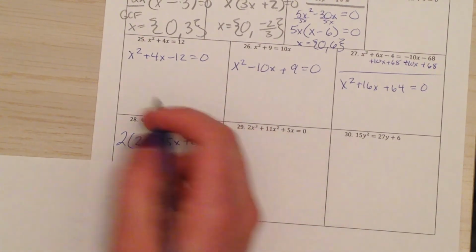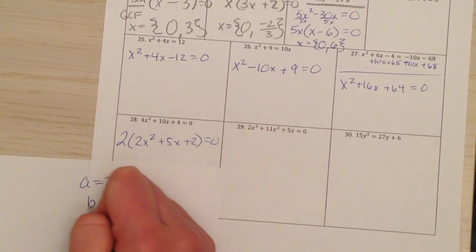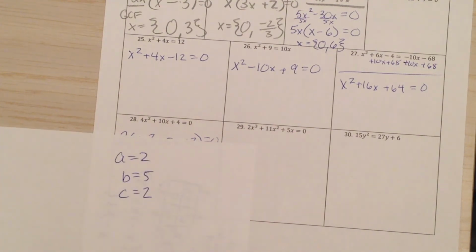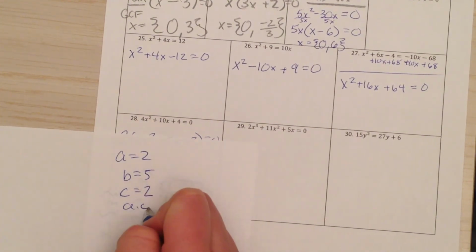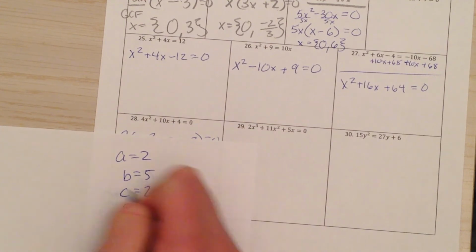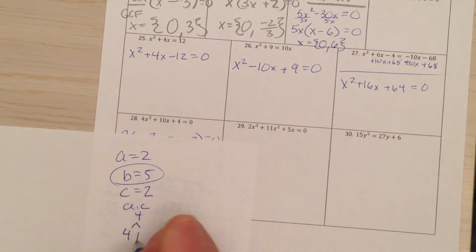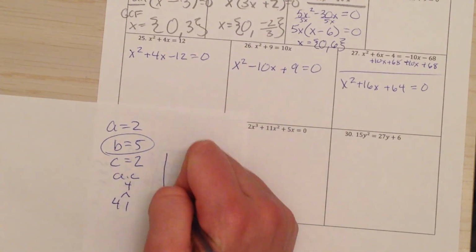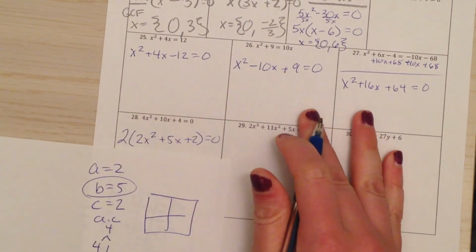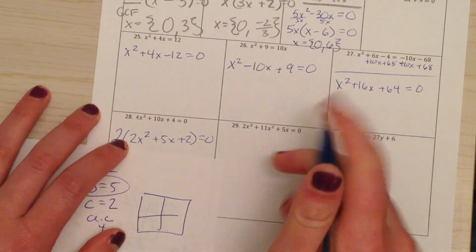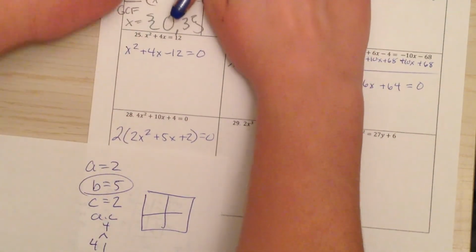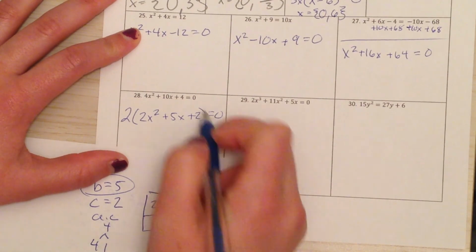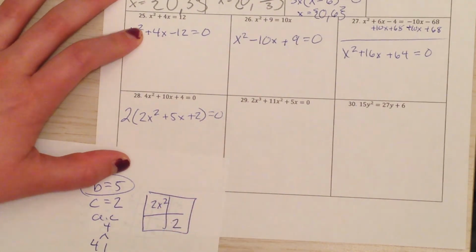So my A equals 2, my B equals 5, and my C equals 2. When I multiply A and C together, I get 4. It needs to add to 5, so I pick 4 and 1. Now I'm going to go to my 4 box. So I've got my first term in the right spot, my last term in the last box.